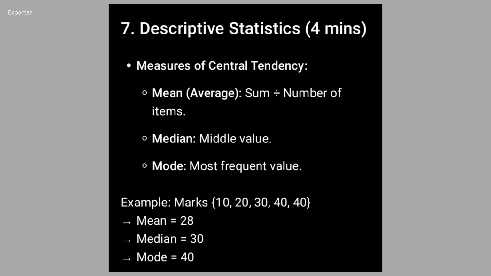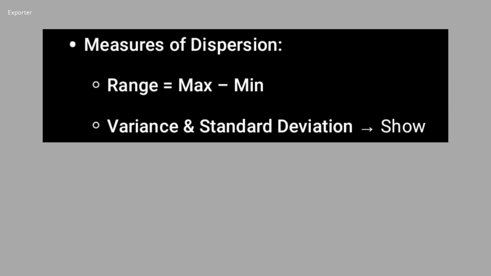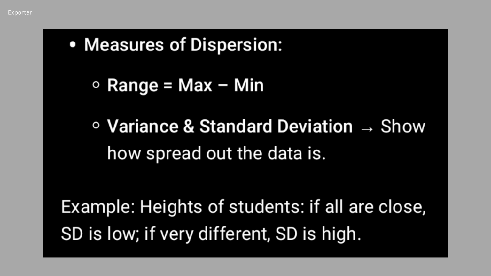7. Descriptive statistics. Measures of central tendency: mean, the average, is the sum divided by number of items. Median is the middle value, mode is the most frequent value. Example: marks 10, 20, 30, 40, 40. Mean equals 28, median equals 30, mode equals 40. Measures of dispersion: range equals max minus min. Variance and standard deviation show how spread out the data is. Example: heights of students. If all are close, SD is low. If very different, SD is high.